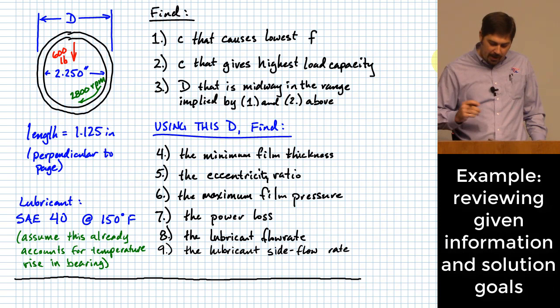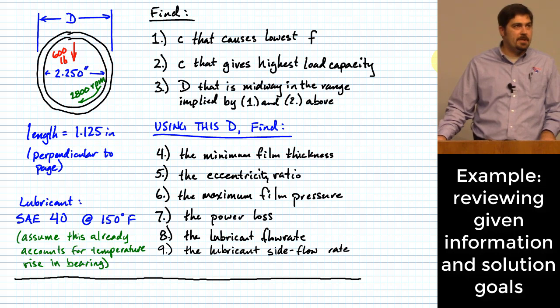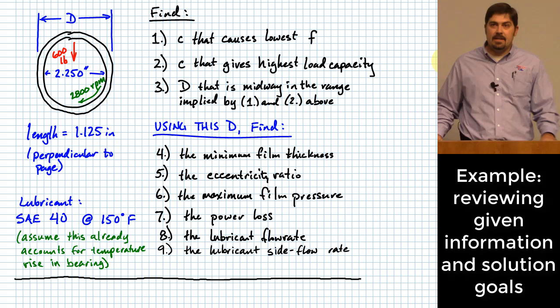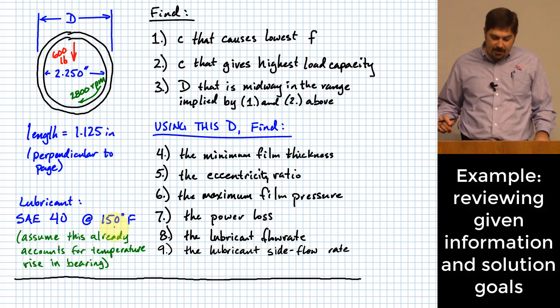For the problem we're going to solve today, we are going to assume that we have a journal that has a diameter of 2.25 inches. We want this journal to be able to carry a load of 600 pounds while spinning at 2800 RPM. The length, in and out of the page, from what you see there, is going to be 1 1/8 inch. Within this bearing, we are going to use a lubricant that is given by the specification of SAE 40. That's a way for us to have some idea as to what the viscosity is going to be of that lubricant. Let's also say that that lubricant is going to be at 150 degrees Fahrenheit at the locations that matter to us.